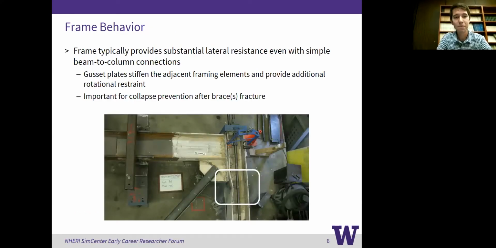So the frame, okay, the braces are the primary lateral force resisting components, but the frame also provides substantial lateral resistance, even if you have simple beam to column connections. And this is largely because the gusset plates are stiffening the adjacent framing elements. Usually they're welded to those framing elements, and it's providing additional rotational restraints at those connections, and you can develop relatively large shears and moments in the beams and columns. And this behavior is thought to be rather important for collapse prevention of brace frames after the braces fracture.